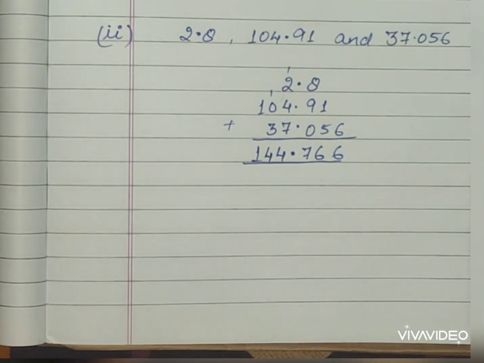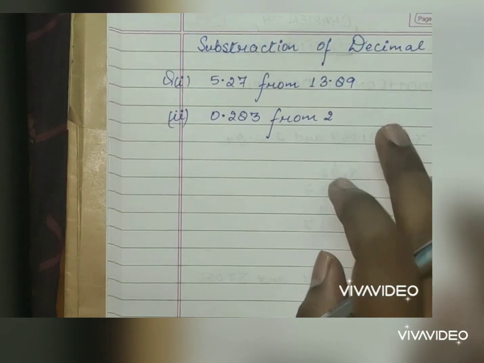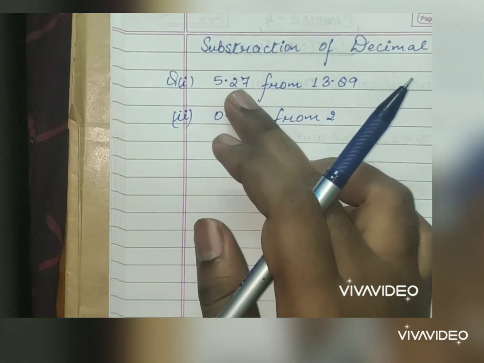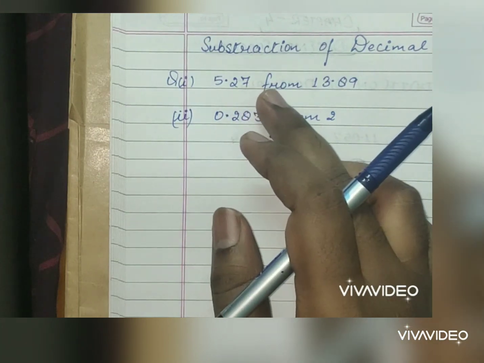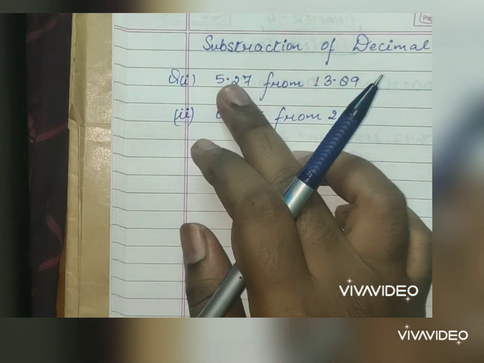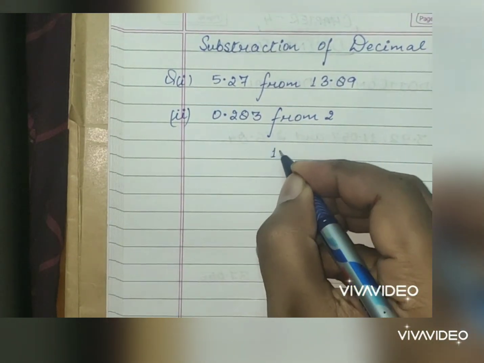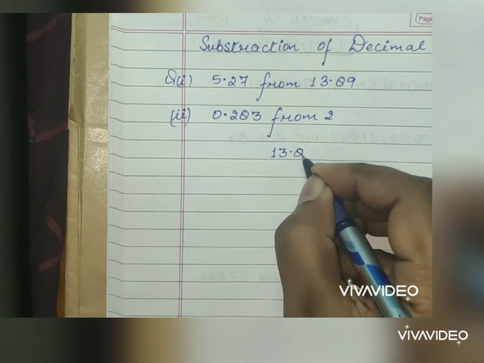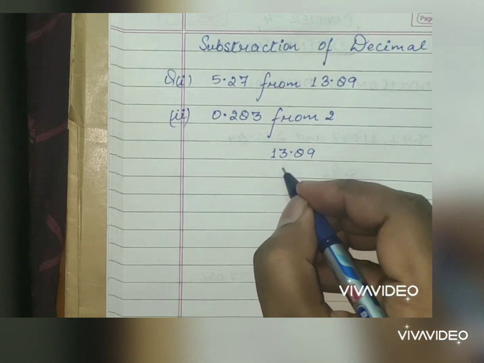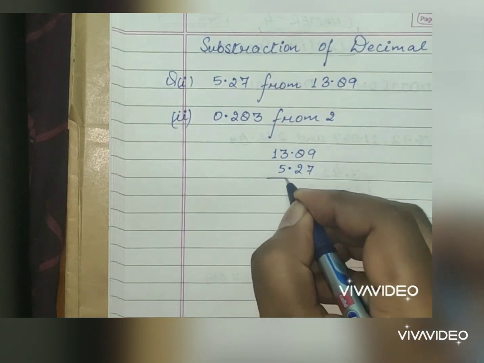Now let's see how the subtraction of decimal is done. Let's see the subtraction of decimal. So again 2 questions are given to you. First one is 5.27 from 13.89, means you have to subtract 5.27 from 13.89. So again arrange these numbers accordingly in a proper manner, that the decimal should lie in a vertical line and the numbers should lie below one another according to their place value.